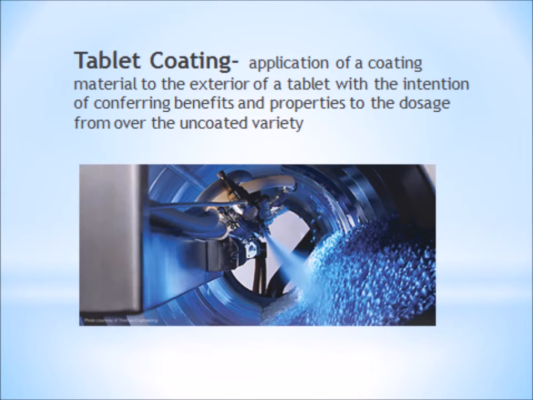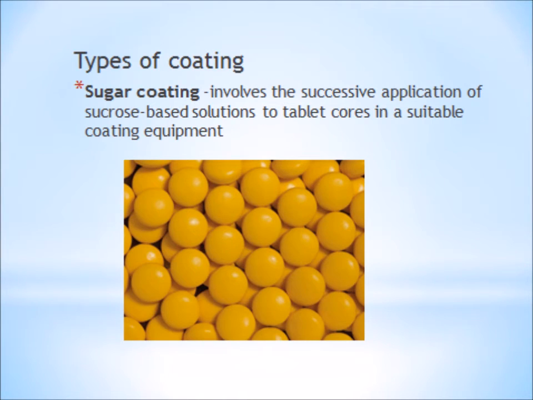Tablet coating. It is the application of a coating material to the exterior of a tablet with the intention of conferring benefits and properties to the dosage form over the uncoated variety. Types of coating. First, we have sugar coating. It involves the successive application of sucrose-based solutions to tablet cores in a suitable coating equipment.